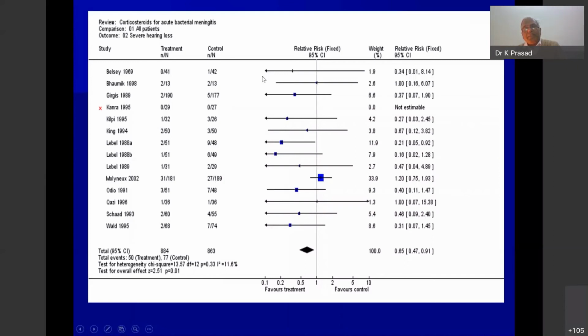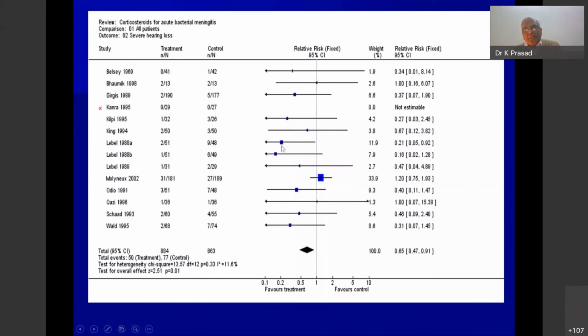Arrows mean these lines could have gone further, but because the figure in RevMan is not able to extend the lines beyond this, it just gives an arrow. But if you want to know exactly where it goes, you can see the numbers here. So the scale does not allow it to be extended further.